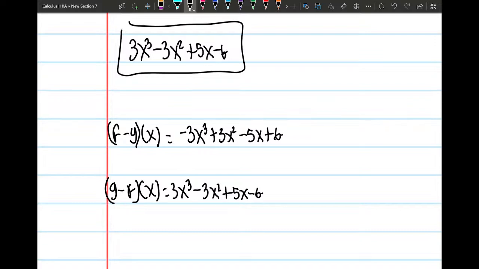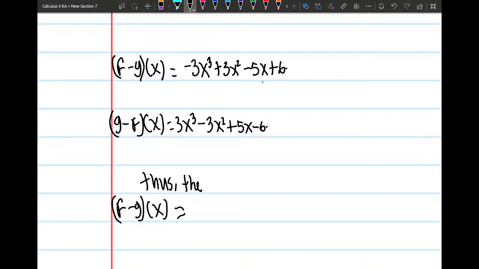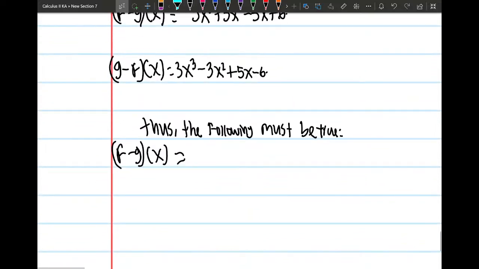So basically, we can clearly see that the following must be true. And that is the idea that f minus g of x does not equal g minus f of x. And that's the idea that I wanted to make very clear.